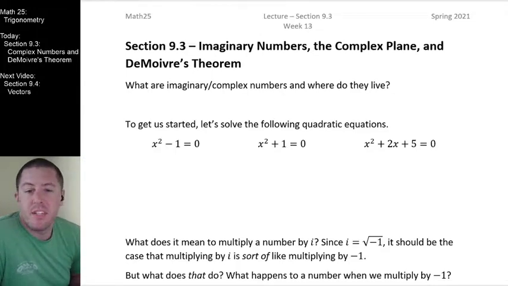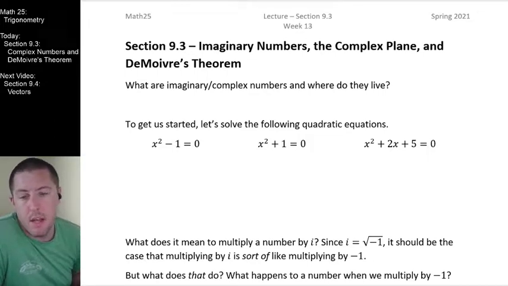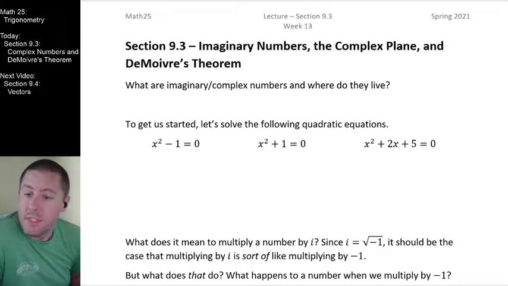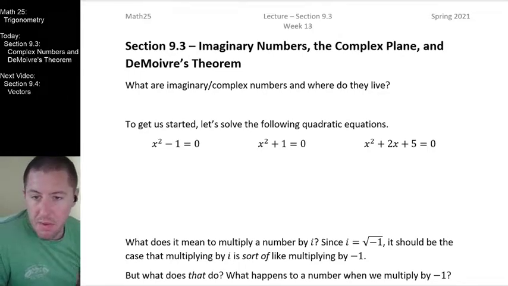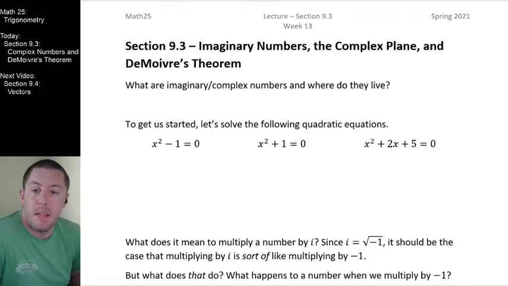Today we're going to talk about section 9.3, which is going to cover imaginary or complex numbers, the complex plane, and de Moivre's theorem here. So today's going to be quite a bit different than some other days that we've seen. What we're going to do is take some ideas that are probably going to be new to some of you, not new to others. It's certainly the fact that this will be new in the concept's relationship to trigonometric properties here.